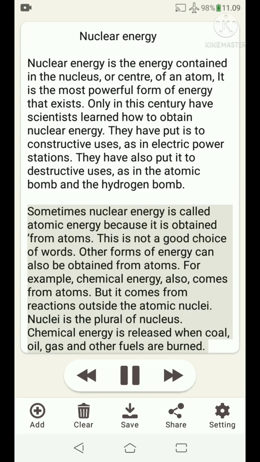Sometimes nuclear energy is called atomic energy because it is obtained from atoms. This is not a good choice of words. Other forms of energy can also be obtained from atoms. For example, chemical energy also comes from atoms. But it comes from reactions outside the atomic nuclei. Nuclei is the plural of nucleus. Chemical energy is released when coal, oil, gas and other fuels are burned.